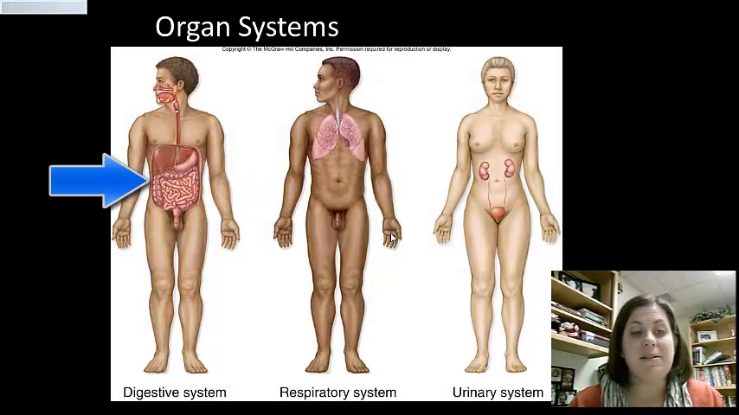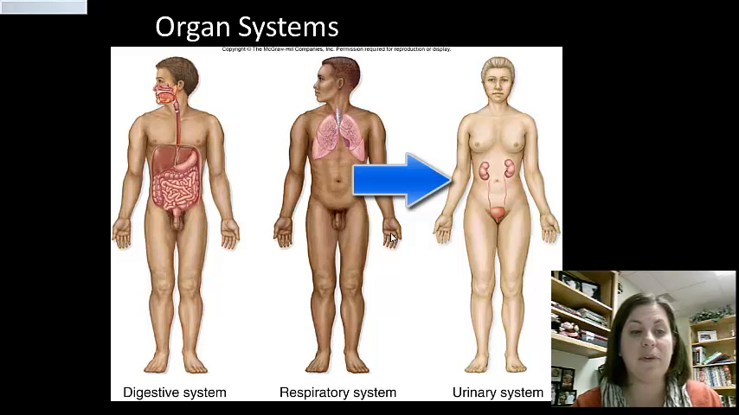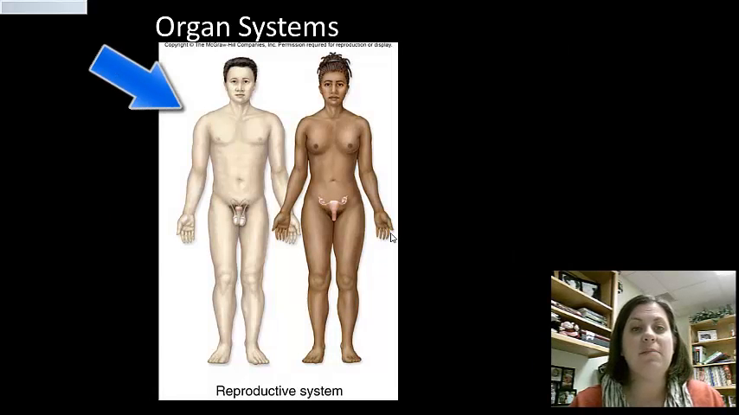The maintenance systems include the digestive system, the respiratory system, which is for breathing, and the urinary system, which of course gets rid of waste with your kidneys and your bladder. Last, the reproductive system is its own group. Okay, it's just for reproduction. And again, this is going to be different in males and females.